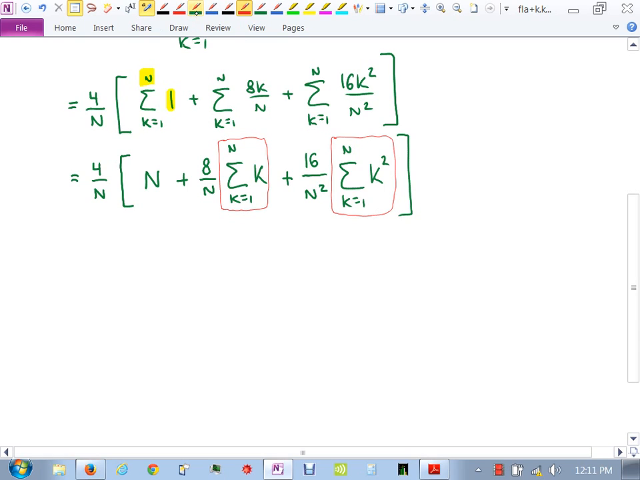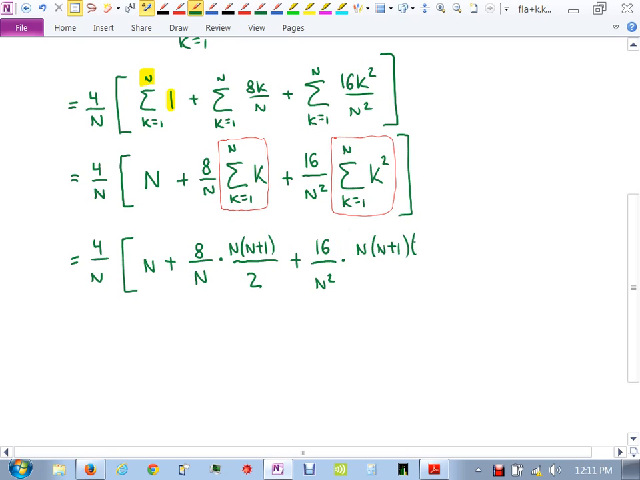We're getting pretty close to the end here. 4 over n times n, plus 8 over n. Now that red box turns into n times n plus 1 over 2 by the formula I gave you, plus 16 over n squared times that box turns into n times n plus 1 times 2n plus 1, all over 6.